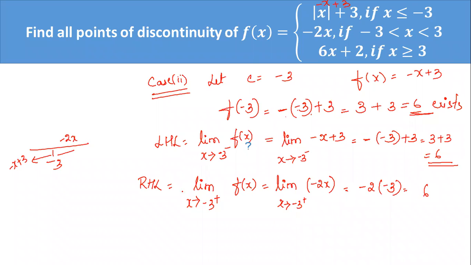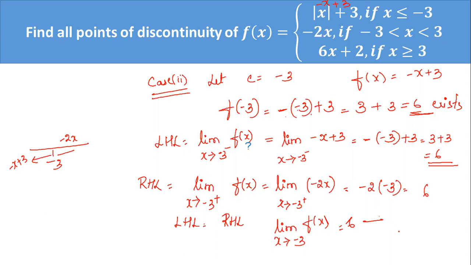So left hand limit is equal to right hand limit, correct? Minus into minus is plus, 2 into 3 is 6. Okay, so left hand limit is equal to right hand limit. So what does that mean? Limit exists. Good. My students are very intelligent. So that means limit f of x as x tends to 3 minus 3 is equal to 6.